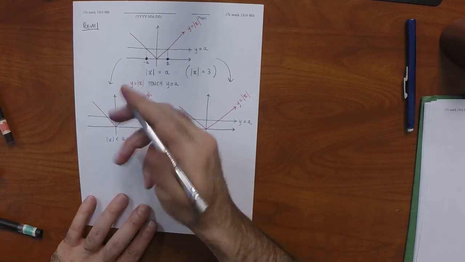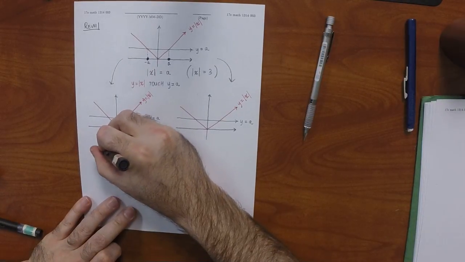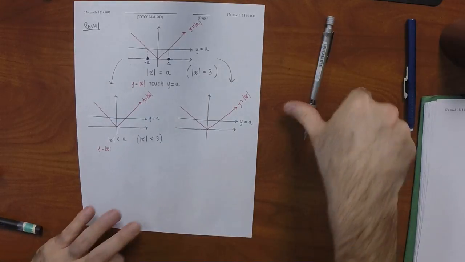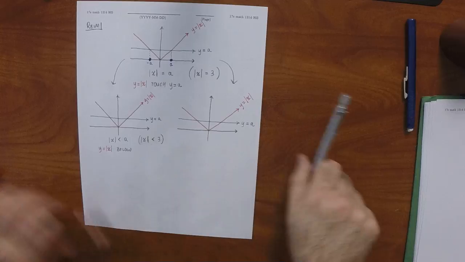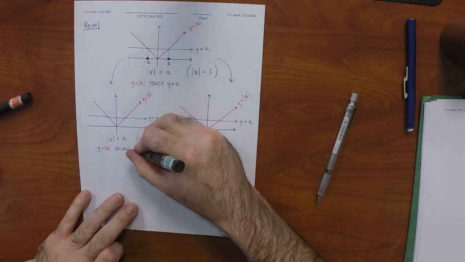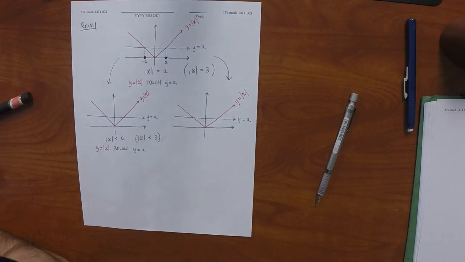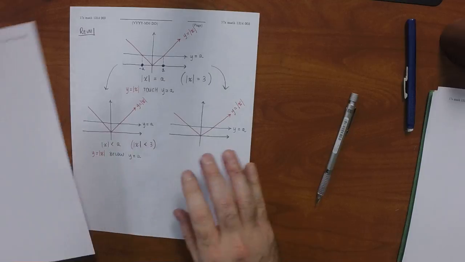Right. So now this is red below green. Okay. So to be clear, we're looking for the x values that do this.